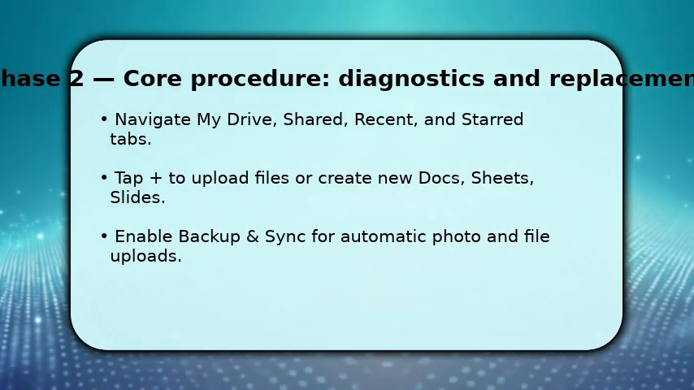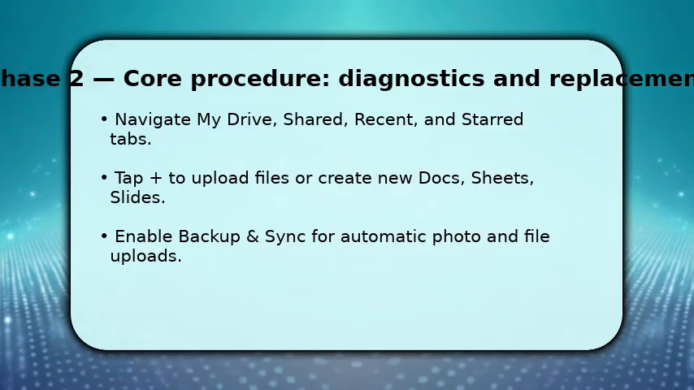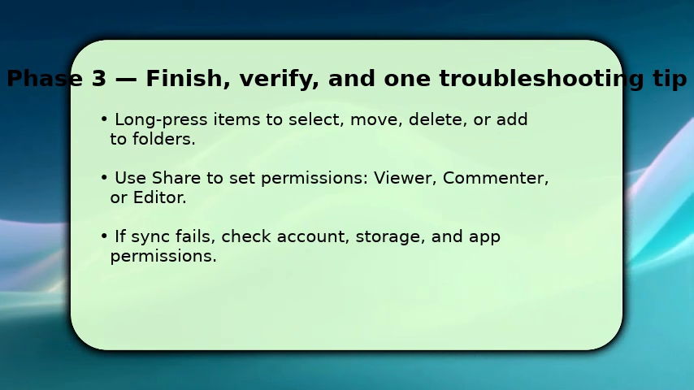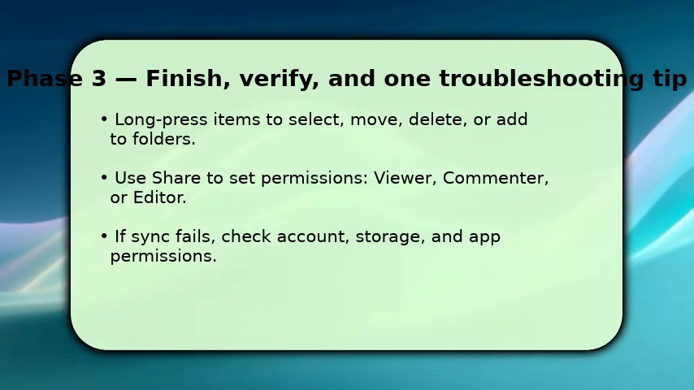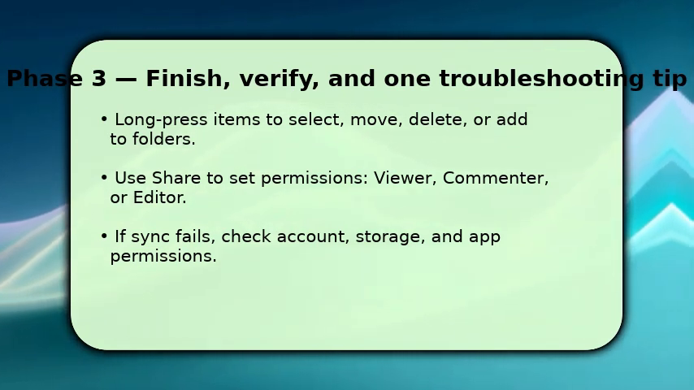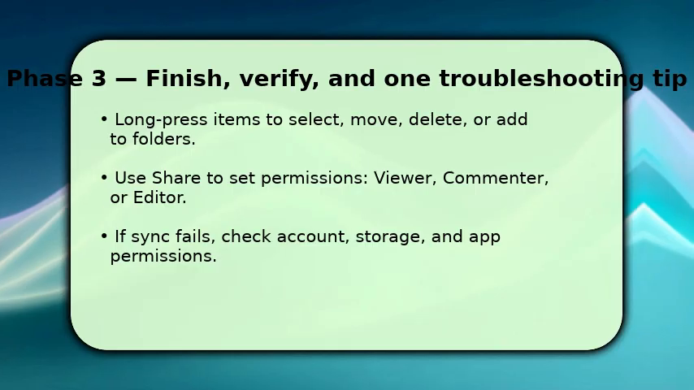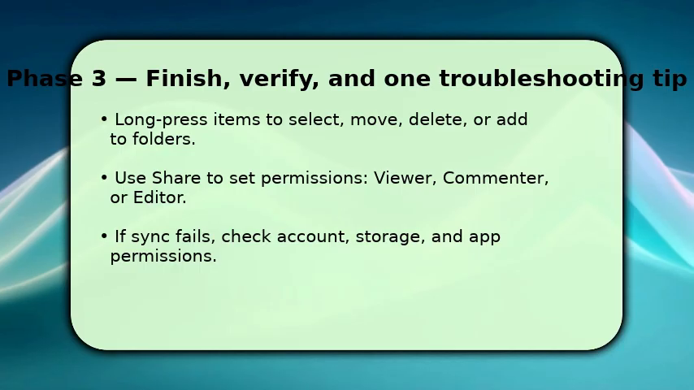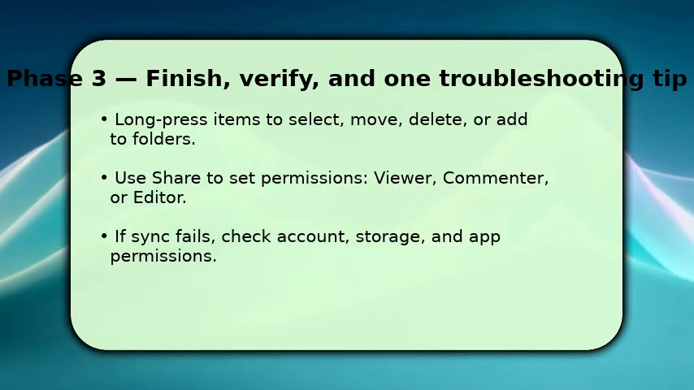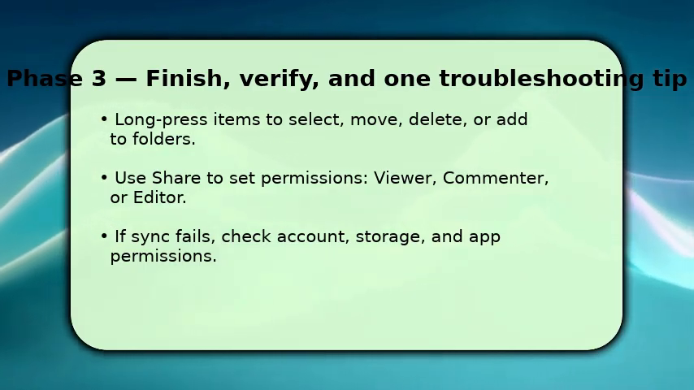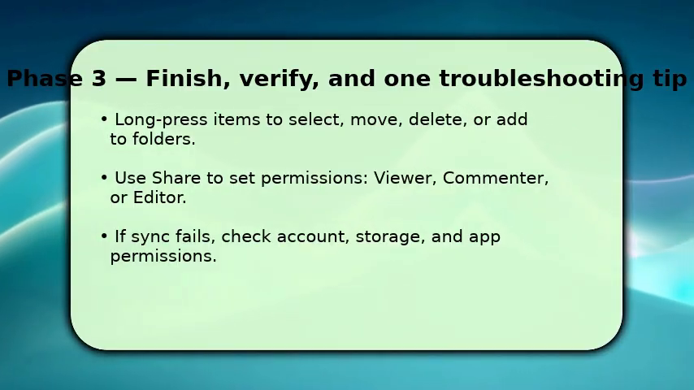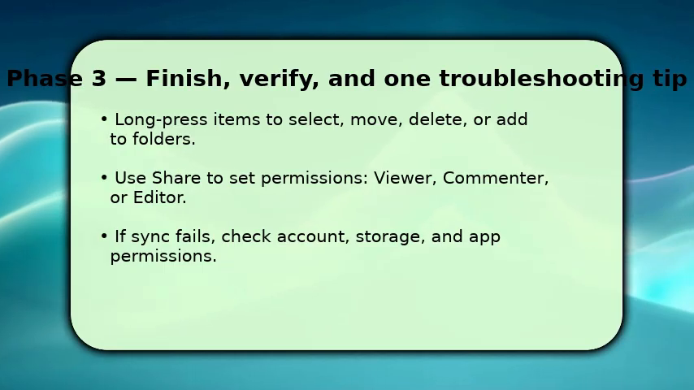You finish by organizing and sharing. Long press a file to select multiple items, then use the menu to move, remove, or add to folders. To share, tap the file, choose Share and set permissions: viewer, commenter, or editor, then send the link or add collaborators. If something goes wrong, first check that you are signed into the correct account, that you have enough Google storage, and that Drive has the required permissions. Clearing cache or reinstalling the app often fixes stubborn sync issues.